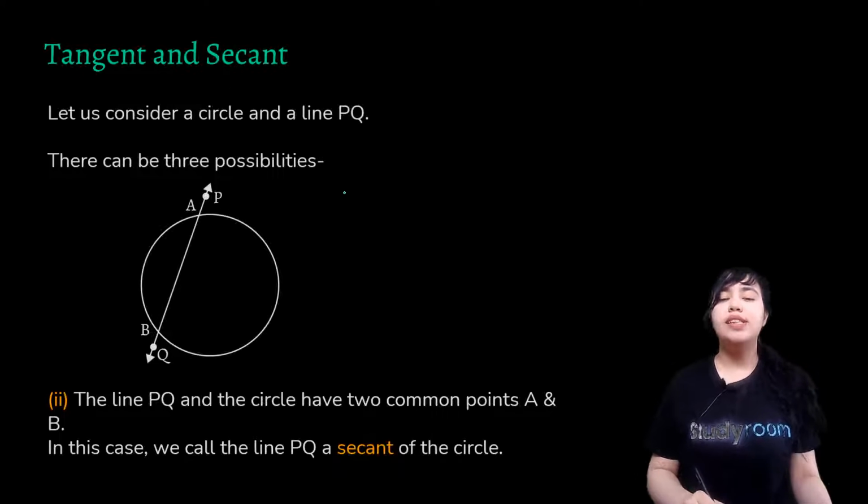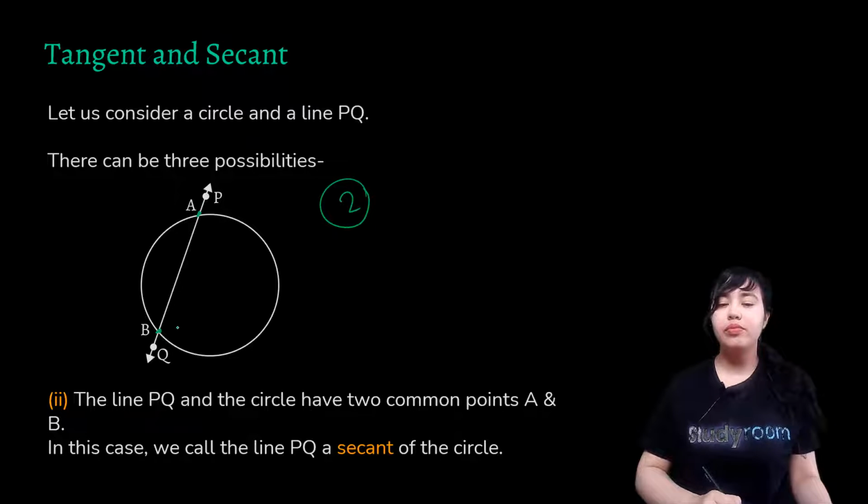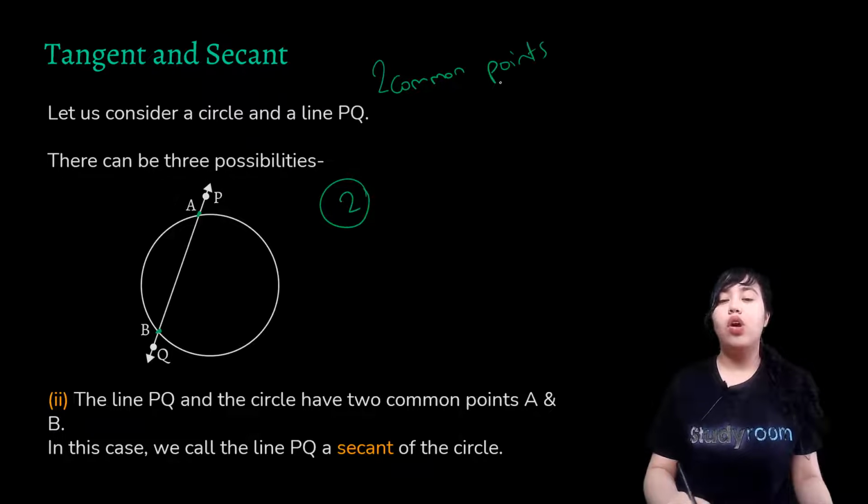Now we move on to the second possibility. It might happen that your line actually touches the circle, that too at 2 points, A and B. When we have such a case where your line PQ touches the circle at 2 points, so there are 2 common points, then we call such a line PQ a secant of the circle.